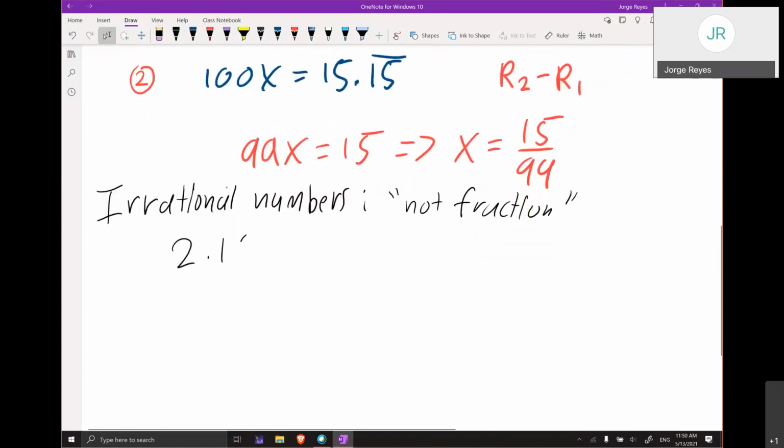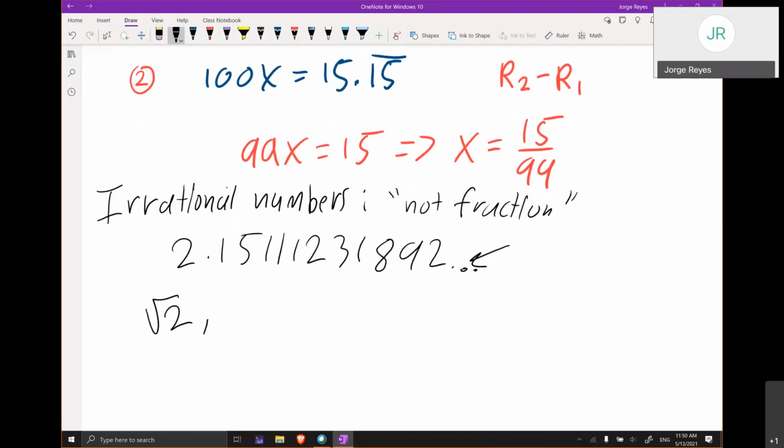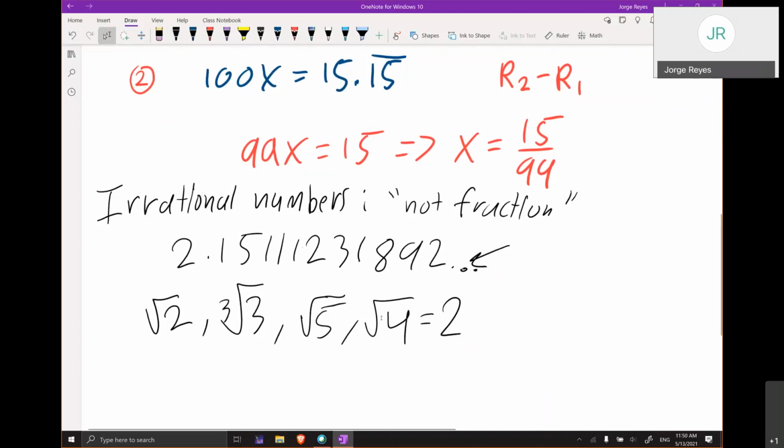If I have just a random thing, no pattern at all, and it goes on forever, that's irrational. Square root of 2, irrational. Cube root of 3, irrational. If your root doesn't simplify, like square root of 5, irrational. Square root of 4 is rational only because we know that's 2. So unless it simplifies super nicely, it's irrational if it's in a root symbol.